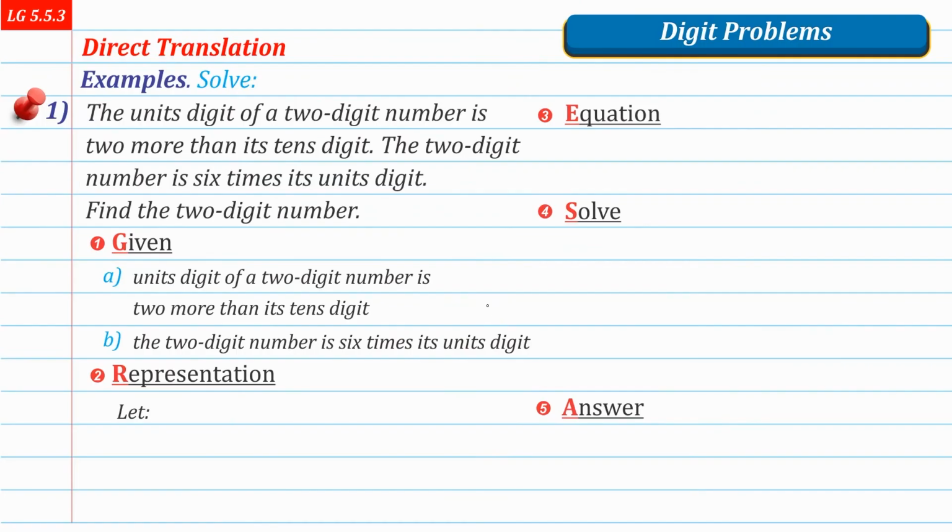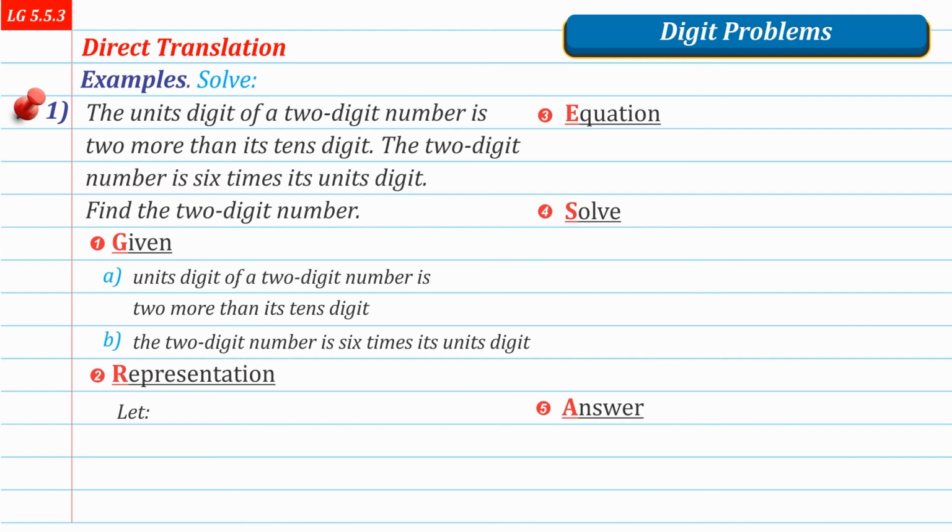Okay? So, yun yung numerical value given the digits. Now, ito na. Last item na po na solve natin ito. The units digit of a 2-digit number is 2 more than its tens digit. The 2-digit number is 6 times its unit digit. Anong ibig sabihin nun? Okay, isa-isayin natin.